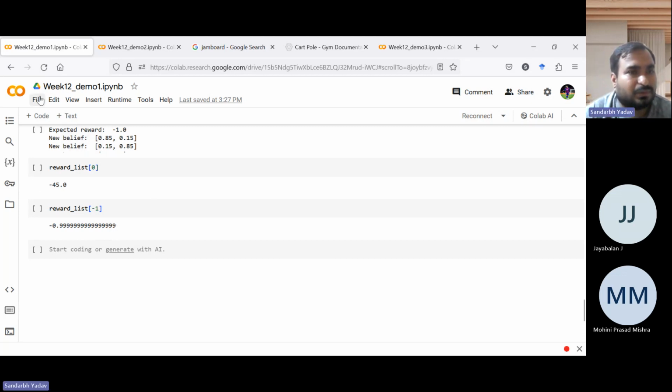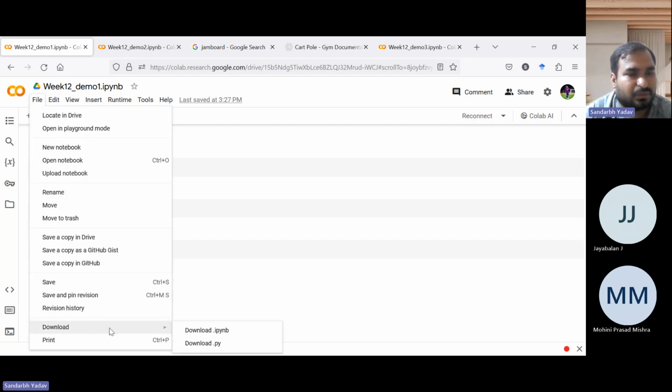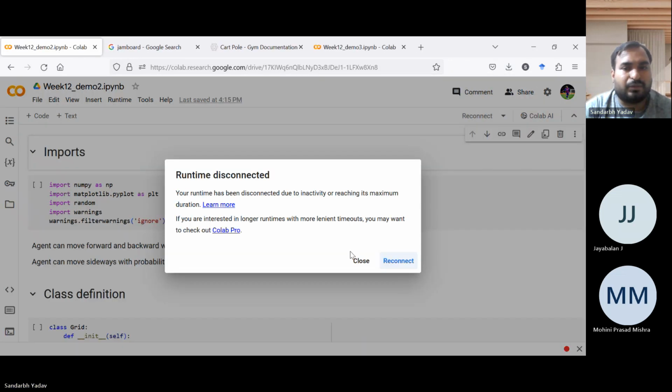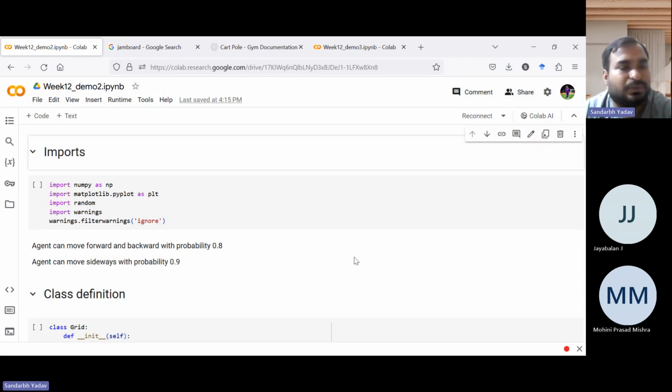So this is one demo. I hope there is no doubt in this one. I won't go into detail because POMDP wasn't covered in great detail either way. So this is the second demo. The second demo again considers a grid world.